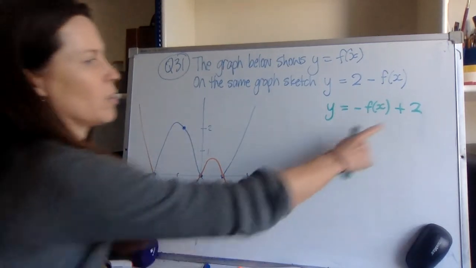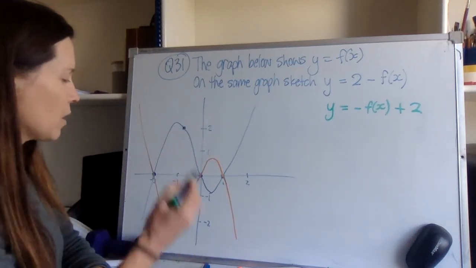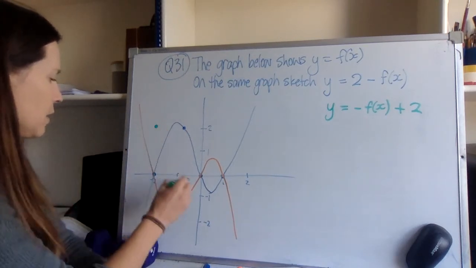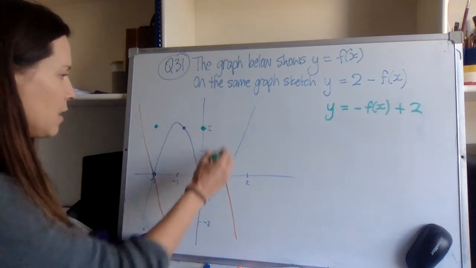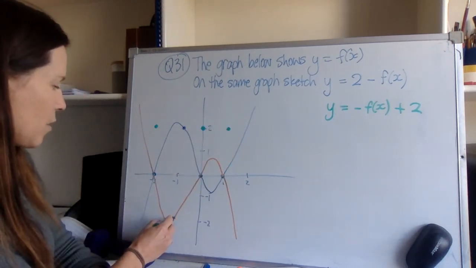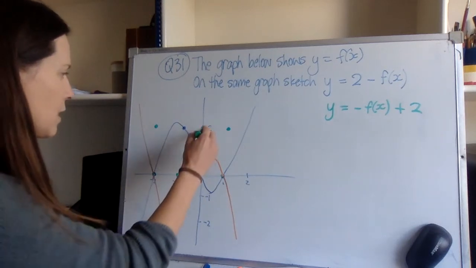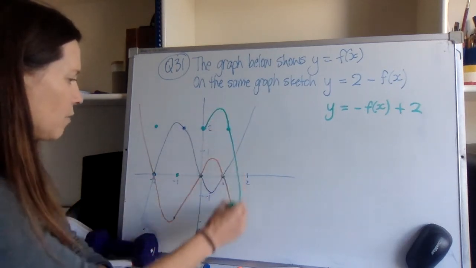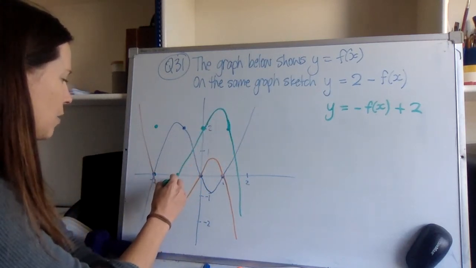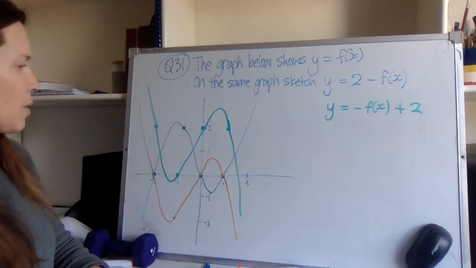Now I need to add 2, that means lift this whole orange graph up 2. So starting with my key points, this point will be now up here, this point will be here, and this point will be here. So putting those in first kind of helps me. Also this point that I know is going to be now here. So I've got something that looks like a hump there, fades away down below that. Here it goes down and loops just below a little bit, and then comes up and through that.